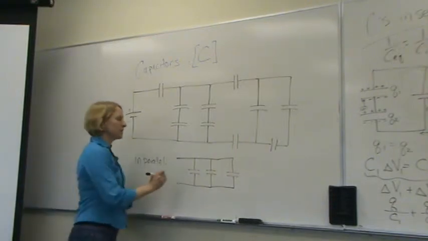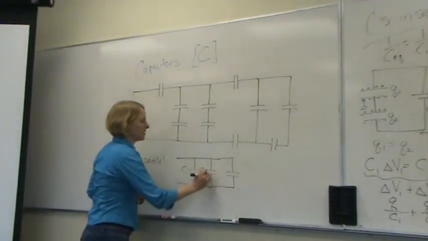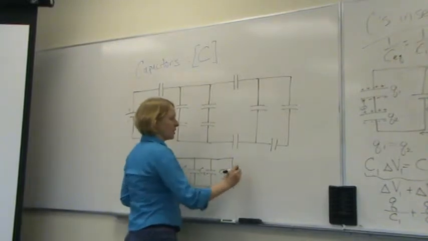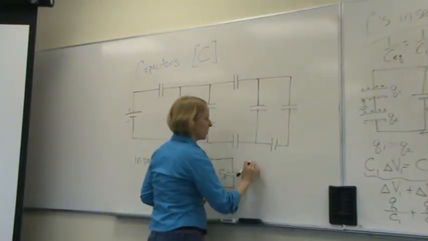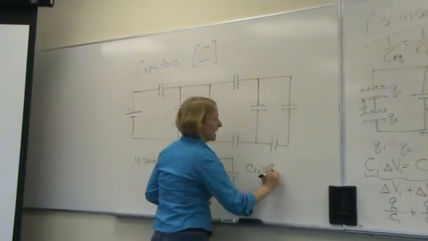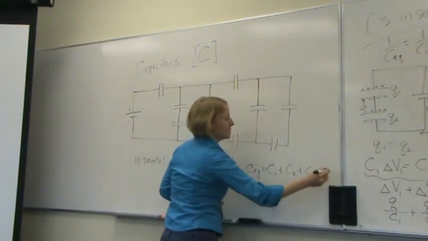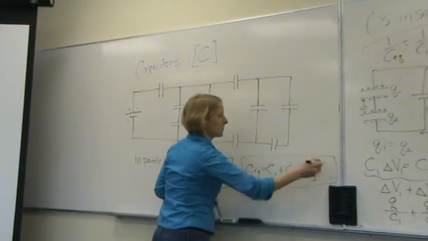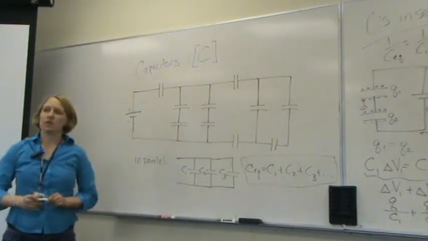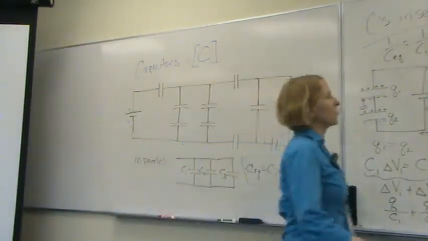And so this one's easy. If this is C1, C2, and C3, you could replace those with an equivalent capacitor that just adds up those three capacitances. And then over here, I'll do the nitty-gritty breakdown.